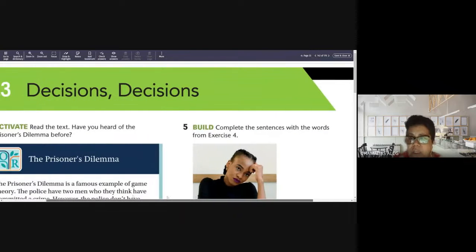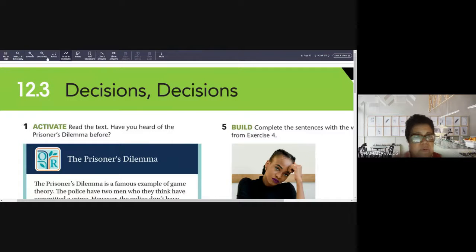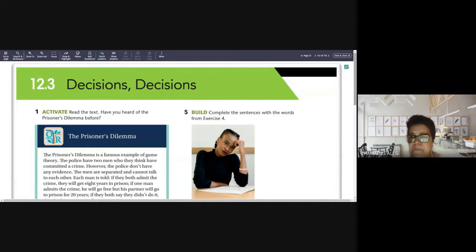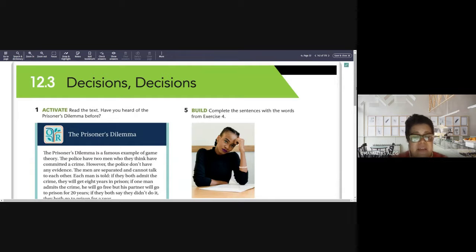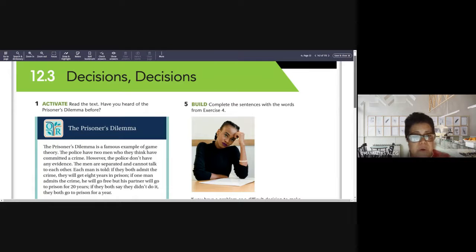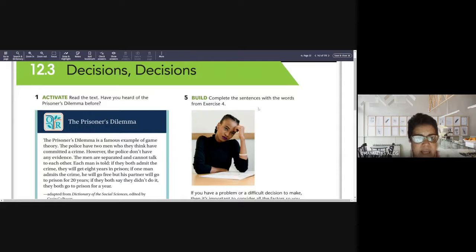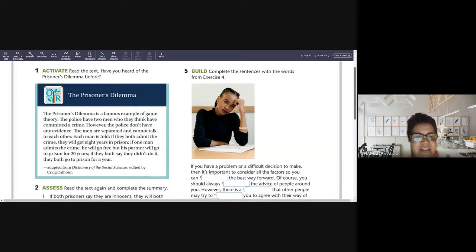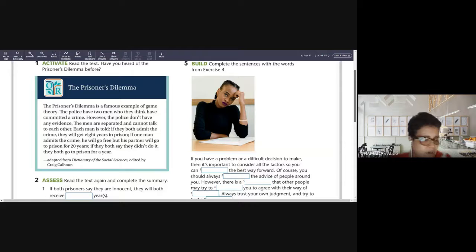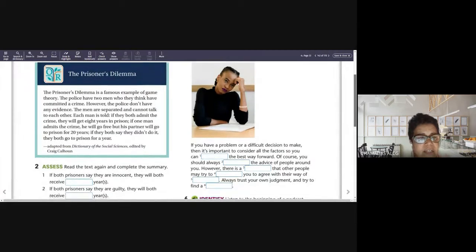Now, let's move on to page 142. This part here talks about decisions. And yes, that's our life, right? We all have to make decisions. It's part of growing. Here they say, read the text. Have you heard of the prisoner's dilemma before? Have you ever heard of this dilemma, people? No. Yeah, me neither. I had never heard of this dilemma before I read this lesson. So let's take a look at this story.